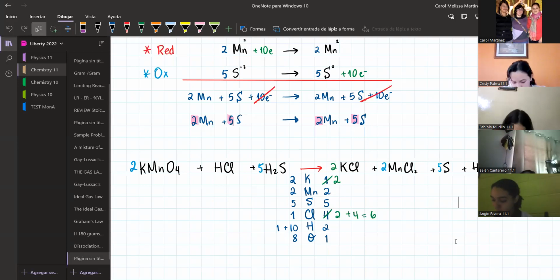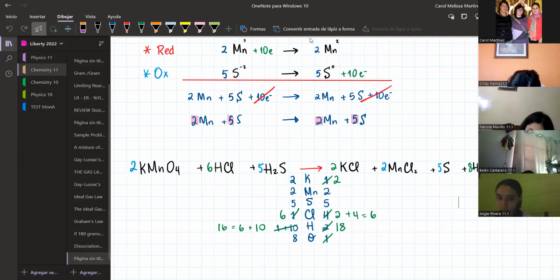I didn't notice until now. Now, to balance chlorine on the other side, I need to place 6 in front. So I have 6 chlorine and hydrogen is going to be 10 plus 6, 16 hydrogens. And on the other side, to balance 16 hydrogen, I need to multiply hydrogen 2 times 8. So I have 18. And that also changes my oxygen into 8. And with this, we say the reaction is balanced.